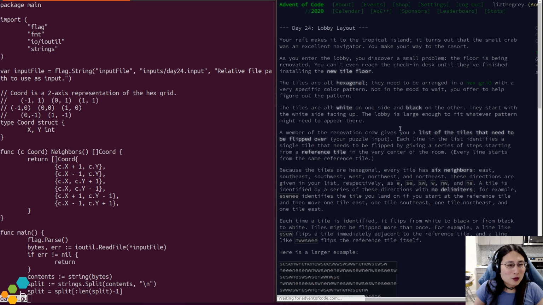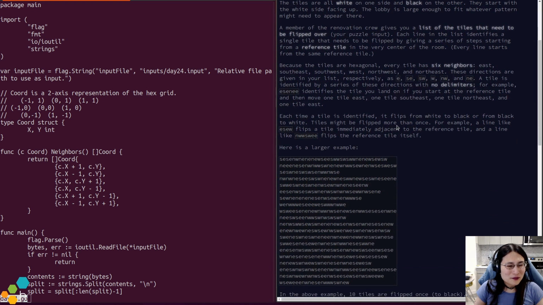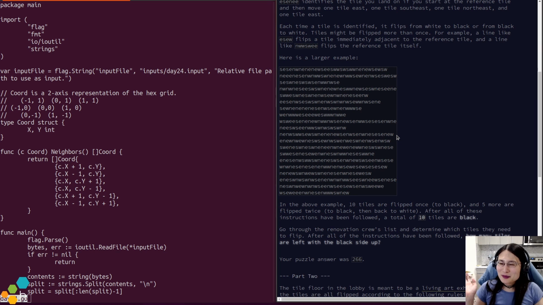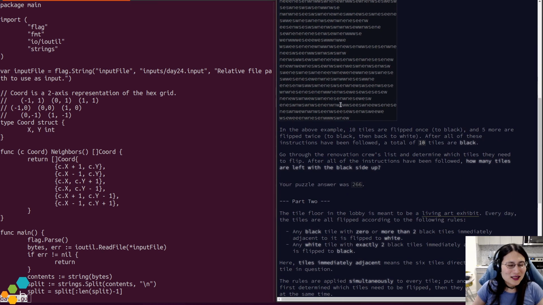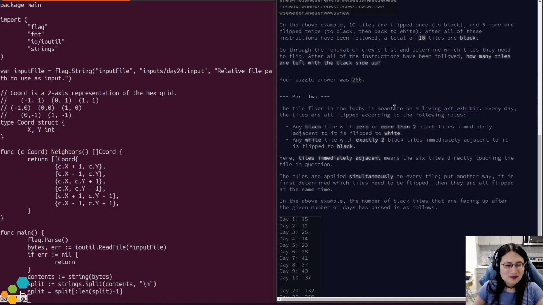Day number 24. Surprise, surprise, it is, again, a state machine. It is like the Conway's Law thing, like Conway's cubes. It was like the airport seats, except that in order to figure out which seat you need to flip for your initial input, you need to evaluate a bunch of hex directions to travel in.